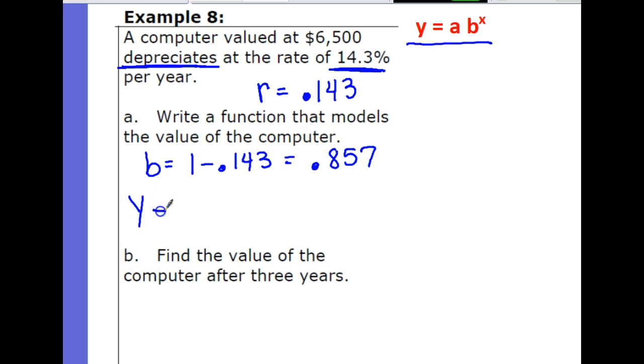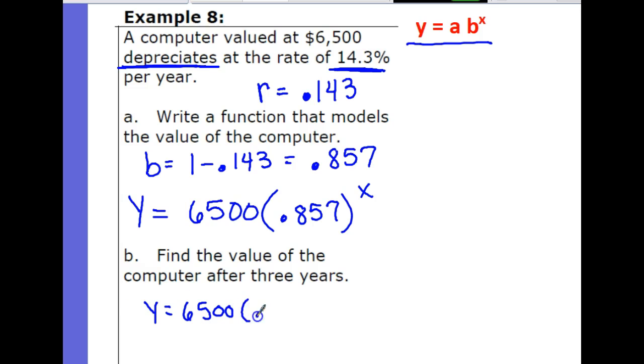And so Y equals A. What does the A stand for? How much was the initial value of this computer? 6500. And we just figured out the B. Oops, left out a number. Raised to the X power. The X represents the number of years. And so, to figure out part B, Y equals 6500 times 0.857 raised to the third power.